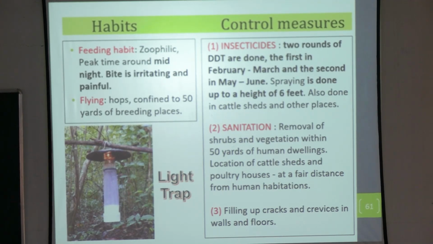Okay? There are many other innovative ideas called light trap, etc., but that is under study. So mainly to control the sandfly, these measures are done. Mainly indoor residual spraying is done, spraying in cattle sheds is done, and environmental modification is done and sanitation maintenance is done. So this is how you control a sandfly.